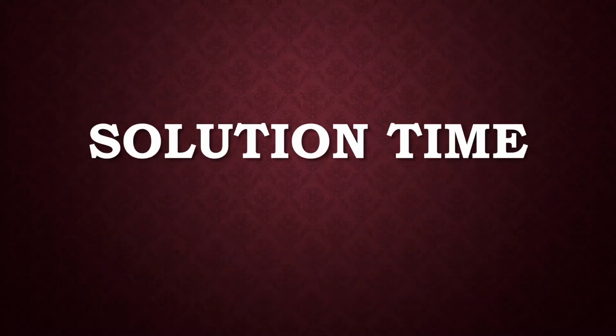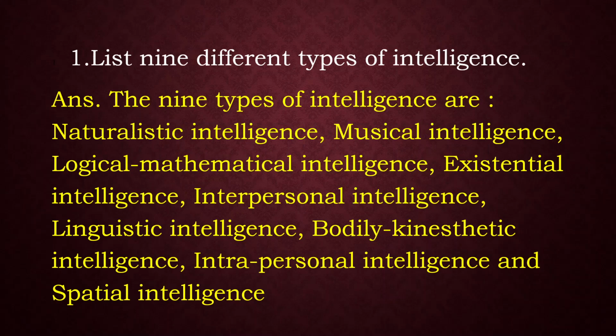Now solution time. First question, list 9 different types of intelligence. The 9 types of intelligence are naturalistic intelligence, musical intelligence, logical and mathematical intelligence, existential intelligence, interpersonal intelligence, linguistic intelligence, bodily kinesthetic intelligence, intrapersonal intelligence, and spatial intelligence.